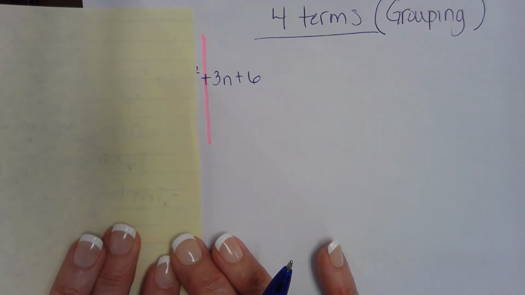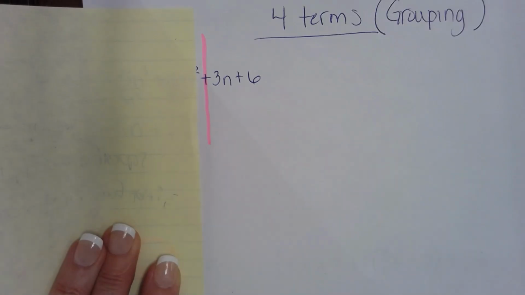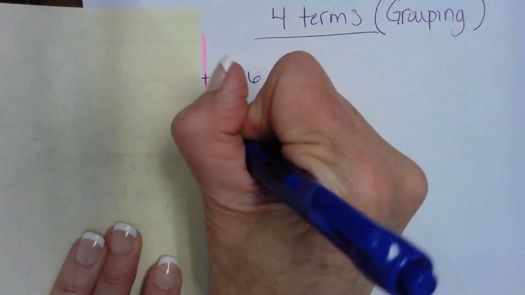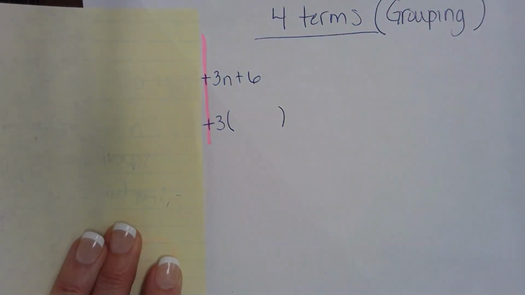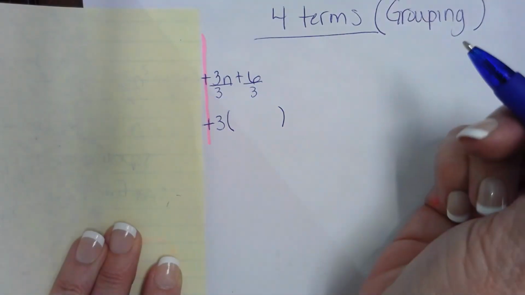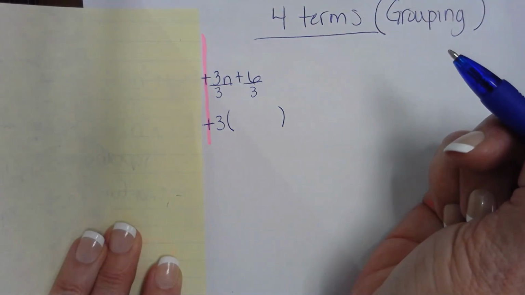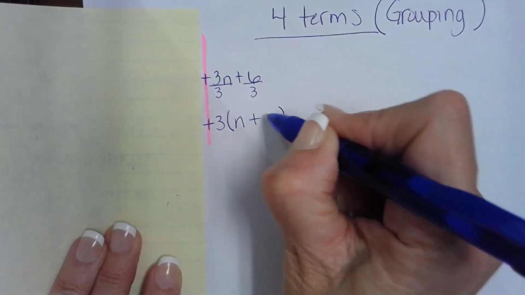So I'm going to do the same thing. I'm going to factor them by the greatest common factor method. So what is the greatest common factor of these 2 terms? It's a 3. It's a positive 3. So I'm just going to write plus 3. I'm going to set up a parenthesis. And when I divide by my greatest common factor, what do I get? N plus 2.